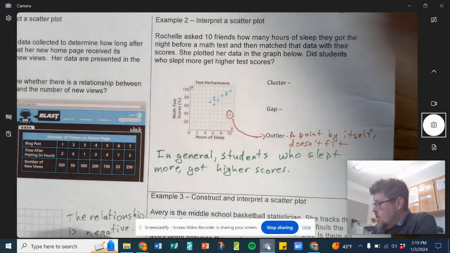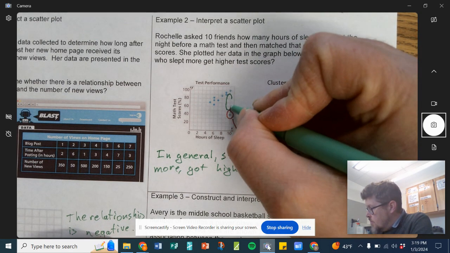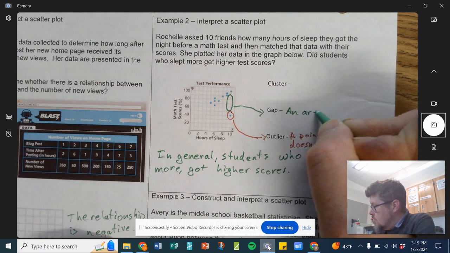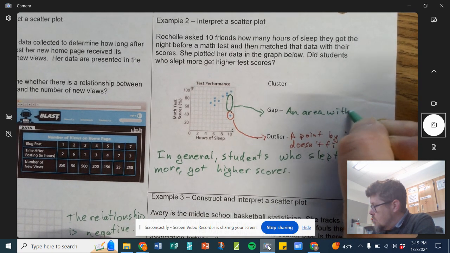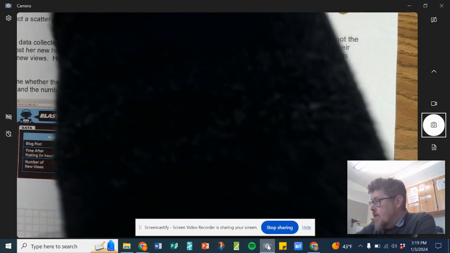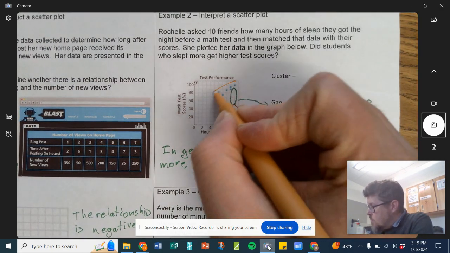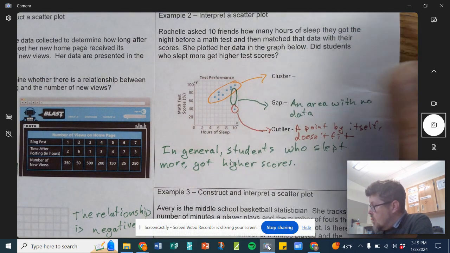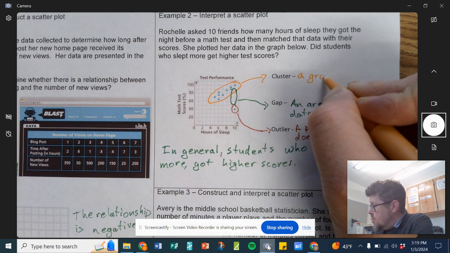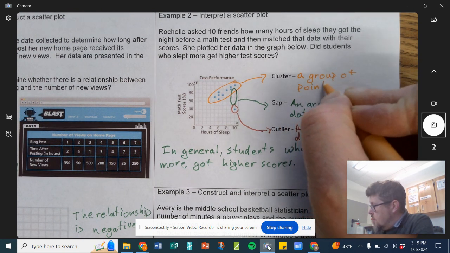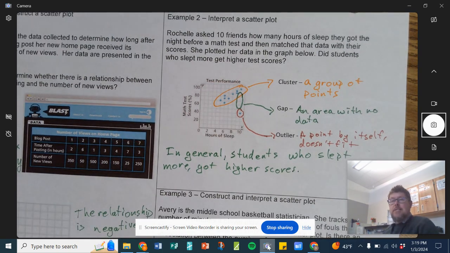Okay. And then we can talk about areas where there is no data. That's our gap. And then we can talk about areas where we have a bunch of data all clumped up together, right? So this is when we talk about clusters. This is just a group of points all together. Okay. So those are vocabulary words we'll use throughout this unit when we talk about scatter plots.